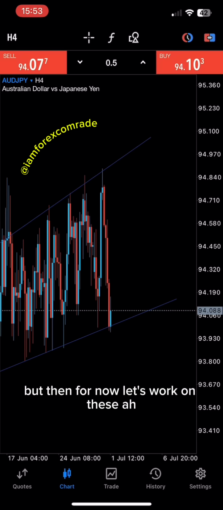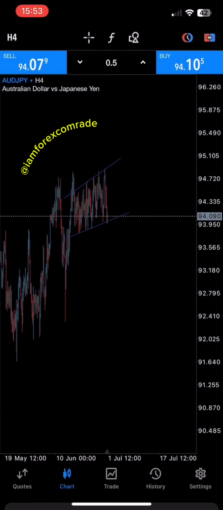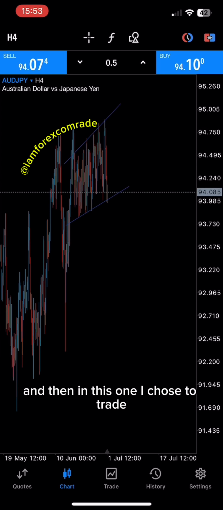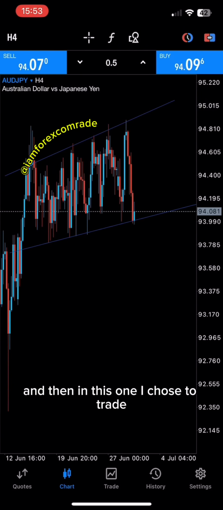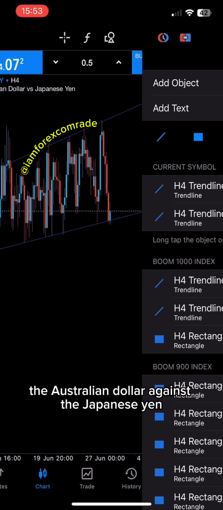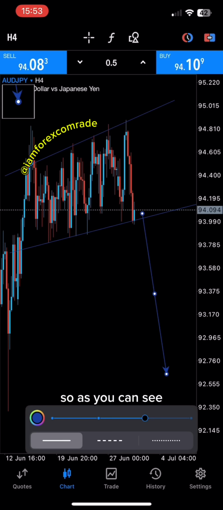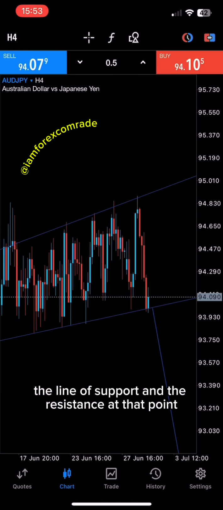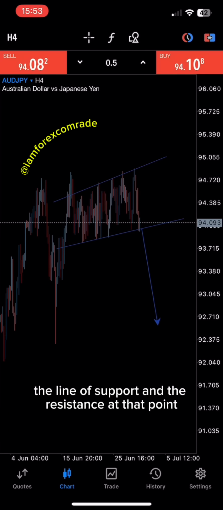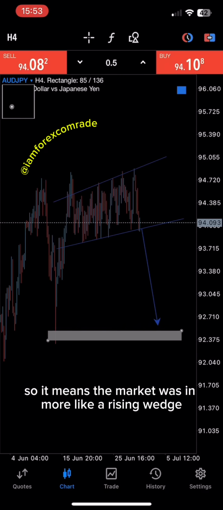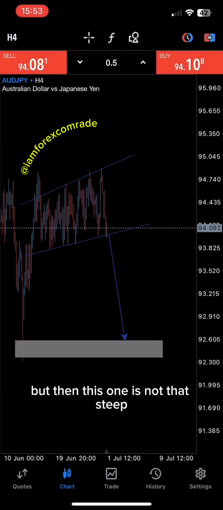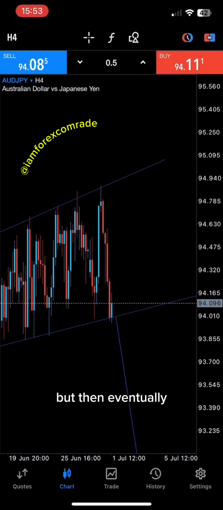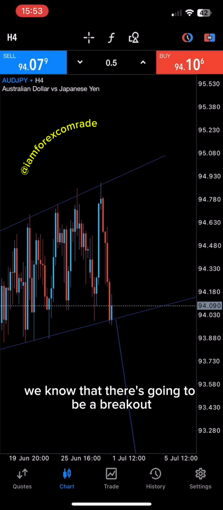But then for now, let's work on these investment giveaways. And then in this one, I chose to trade the Australian dollar against the Japanese yen. So as you can see, I have already drawn the lines of confluence, that is the line of support and the resistance at that point. So it means the market was in more like a rising wedge, but then this one is not that steep, so it means that breakout is not going to be very powerful. But then eventually we know that there is going to be a breakout.